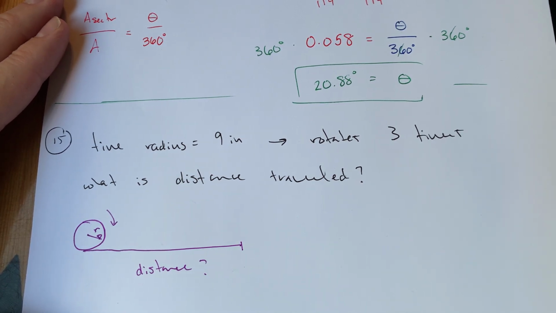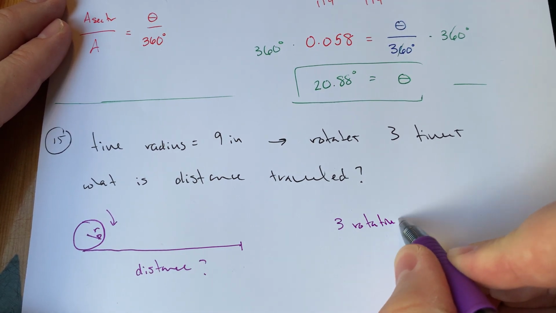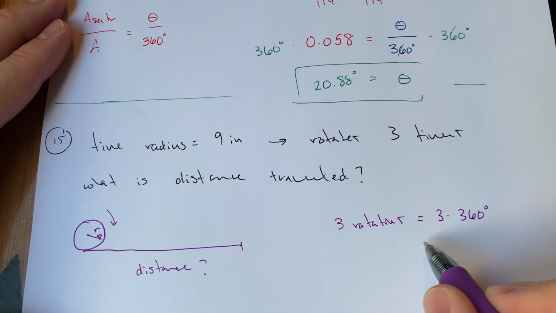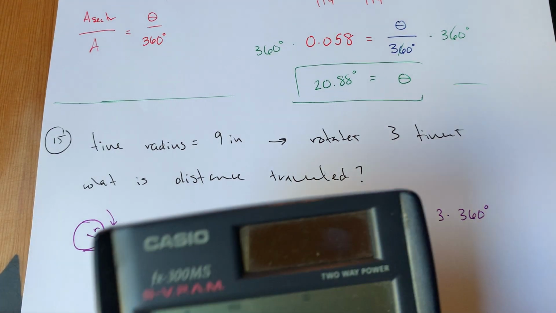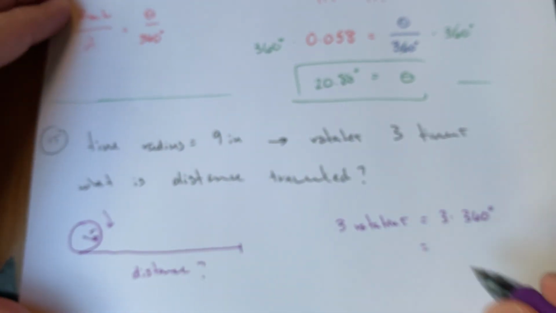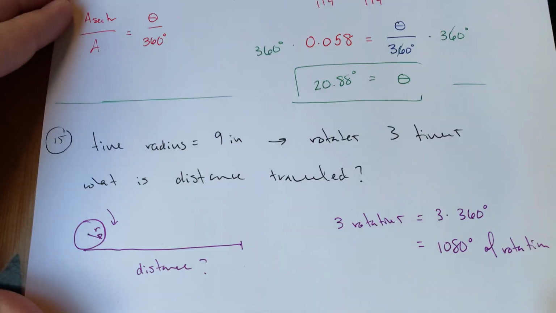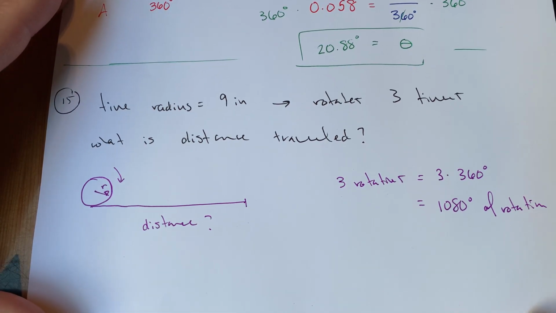We know some angle stuff. So 3 rotations would be 3 times 360 degrees, right? That's going to be what? I think it's 1080. Yep. Okay. So is this helpful, what I just found? Let's think about this for a second.